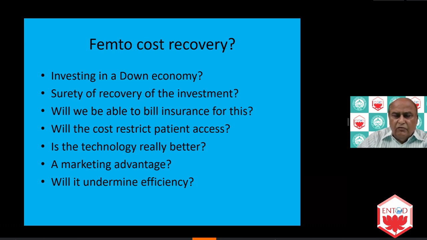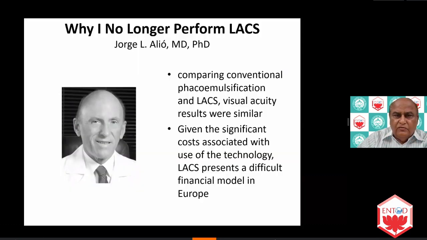And if you can make a good circle in the anterior capsule, you'll be able to do the surgery. Professor Aliu has compared all techniques, and he also says that he doesn't do laser-assisted cataract surgery now. He said that visual acuity results are similar in all the cases, so there is not too much need of doing femto laser. If you cannot purchase, then it's fine. And I think Aliu can easily purchase a femto.